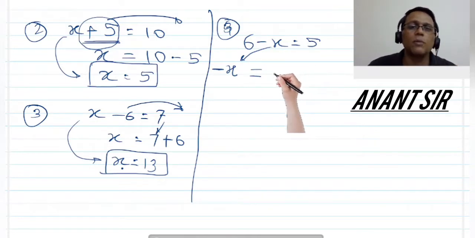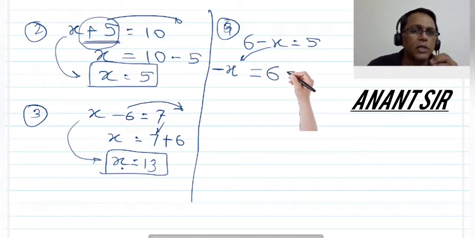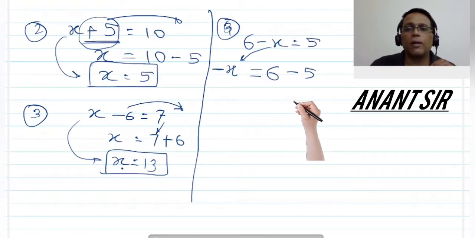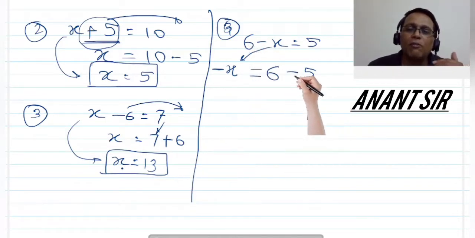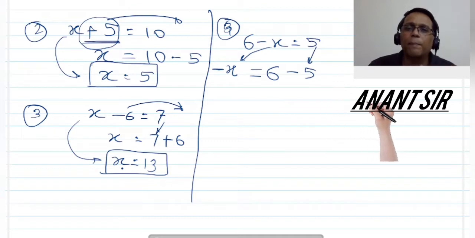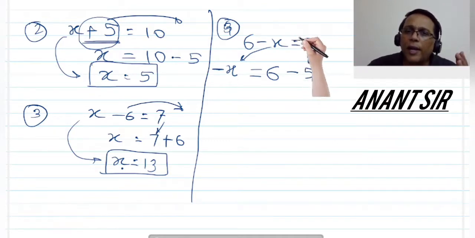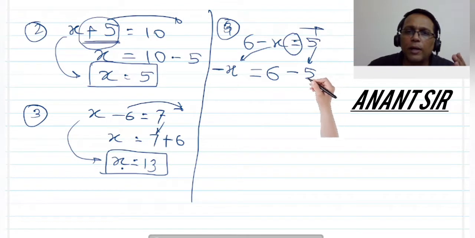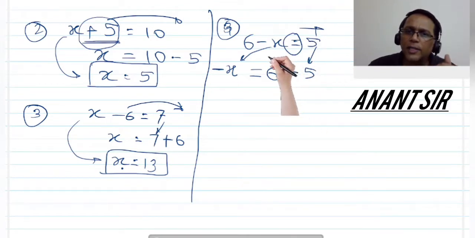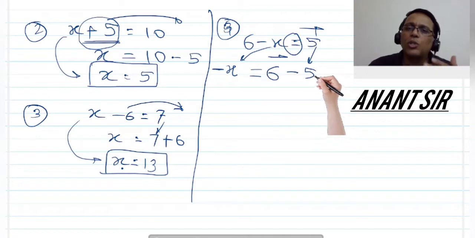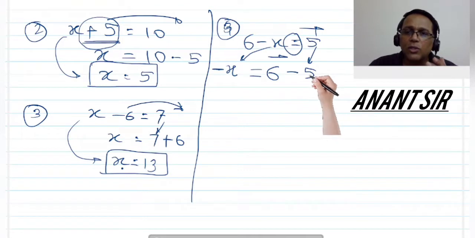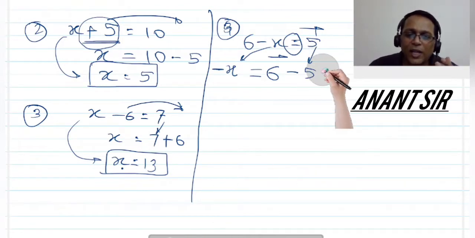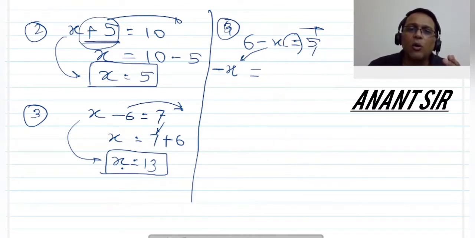Now one more mistake. 99% students will write it like this, 6 minus 5, because 5 is smaller, 6 is greater. So we write it like 6 minus 5. But why will we change the sign of this 5? It was already on the right hand side of the equal to, correct? It was already on the right hand side. It is still on the right hand side of the equal to. Then why are we changing the sign of that 5? So it's totally injustice to that 5, right? So then we have to change the sign of 6.